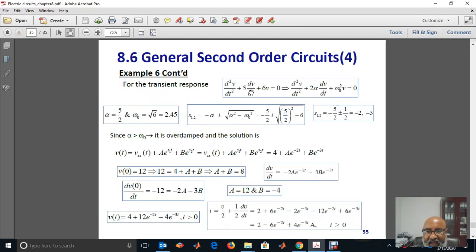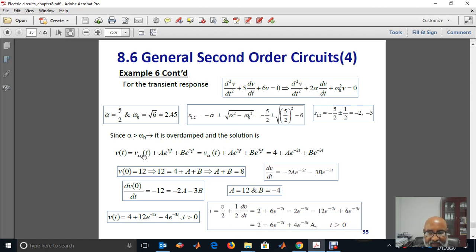We determine alpha and omega naught. Alpha over 2 is 5, so alpha is 5 over 2. Omega naught is the square root of 6, which is equal to 2.45. Then alpha is greater than omega naught. So what kind of solution is this? This is overdamped, so I have A e raised to S1t plus B e raised to S2t.